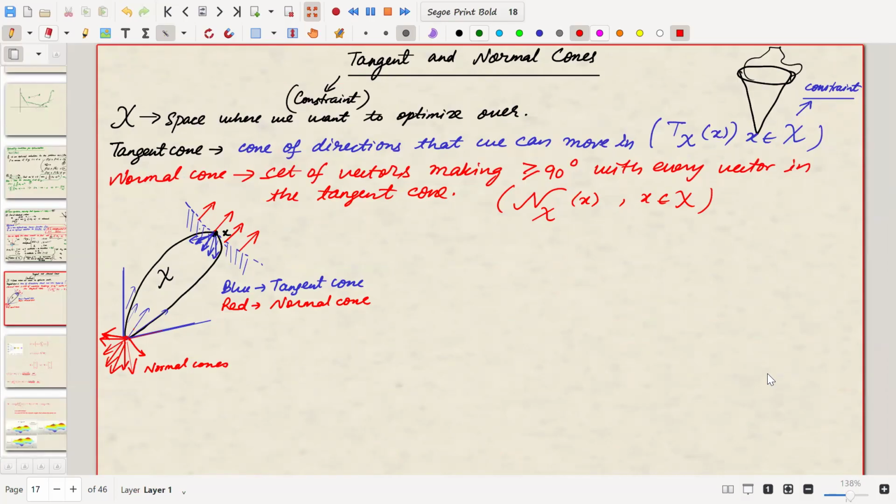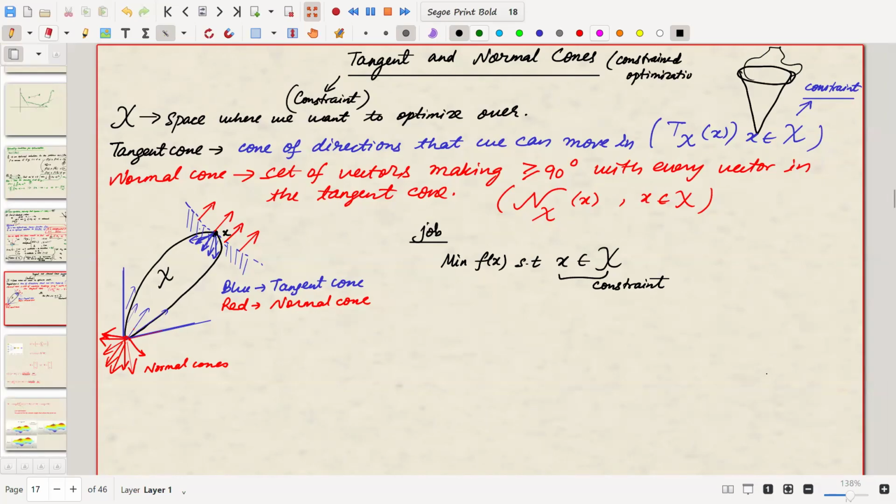So these are all visuals. Let us come to optimization. Why do we want this? Our job is to solve this optimization problem: minimize f(x) such that x belongs to this set X, and this is the constraint. Whenever we discuss these tangent and normal cones, they are useful for constrained optimization problems, where you have a space over which you want to optimize.